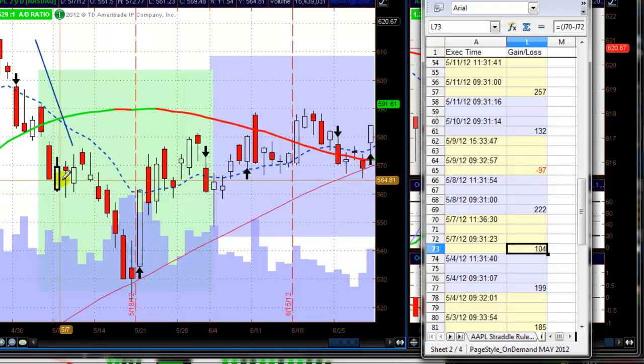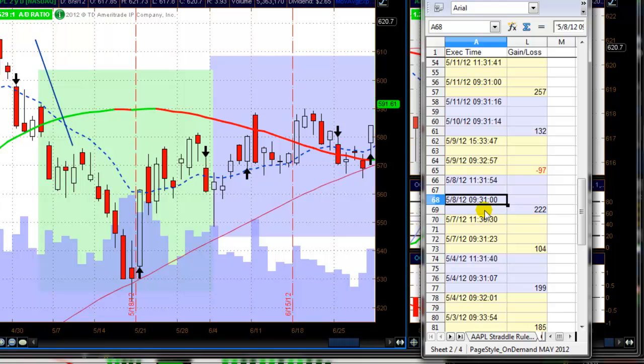5/7, and then the next day, 5/8. You can see we entered at 9:31. This is 5/8, and you can see that it closed very close to its open, but we have this huge range here. And apparently that's probably how we ended up making money on this particular trade so much, anyway. The next day is 5/9.